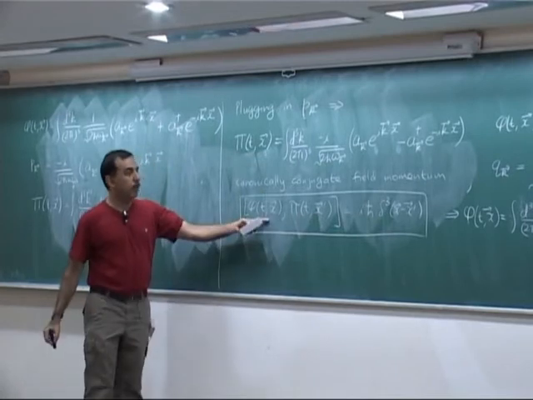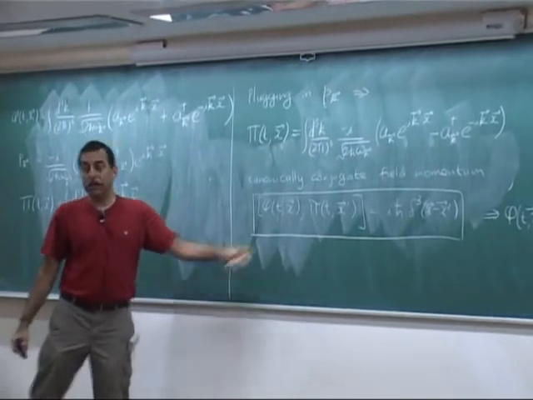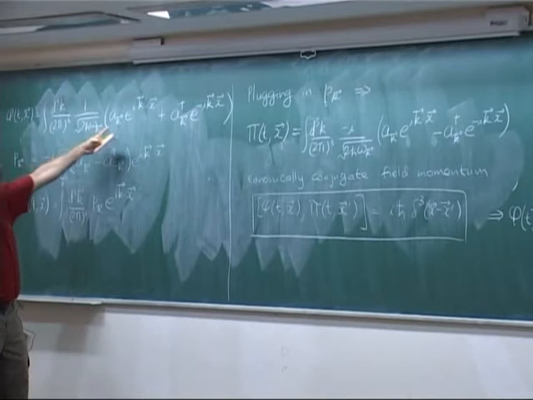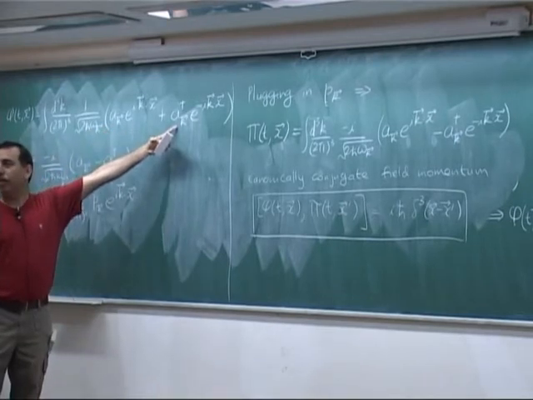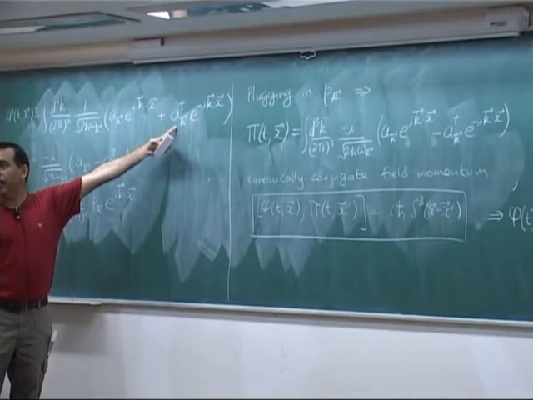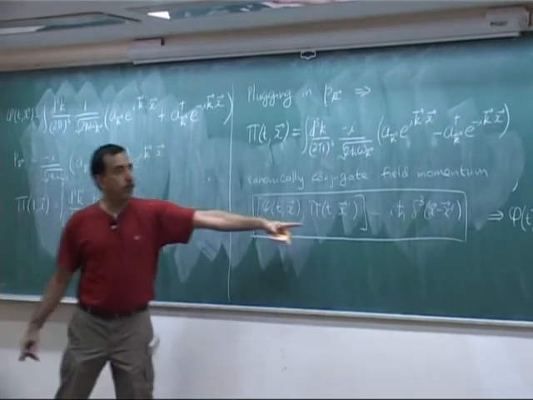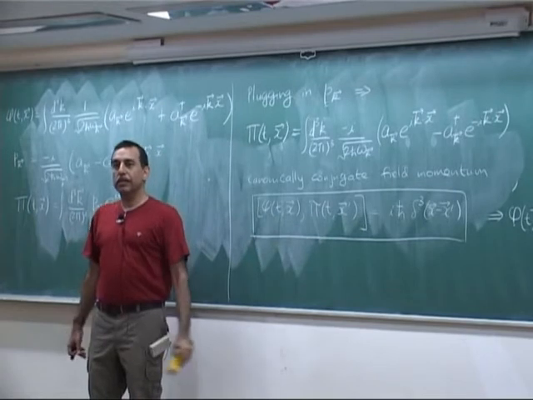The point is, we didn't have to assume this, because both phi and pi are given in terms of A and A dagger, and we already know the commutator of all possible A's with A daggers. So it's a few lines of calculation to arrive at this result. Yes.